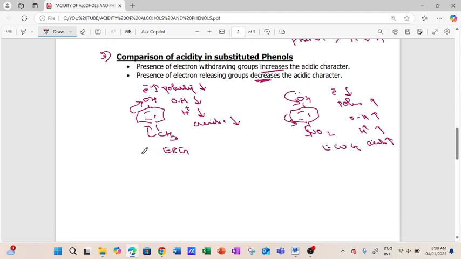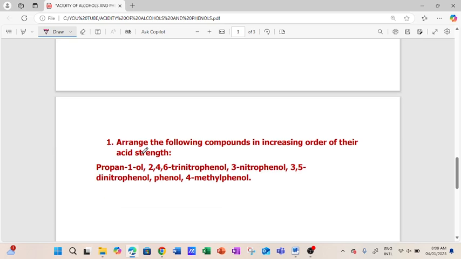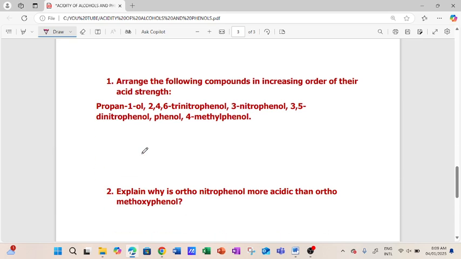So let's do one or two questions to understand this more. Arrange the following compounds in the increasing order of their acidic strength. First question, the compounds are propan-1-ol, 2,4,6 trinitrophenol, 3-nitrophenol, 3,5-dinitrophenol, then phenol, then 4-methylphenol. First of all, you have to understand which is aliphatic and which all are aromatic. Only one aliphatic is there, which is propan-1-ol.